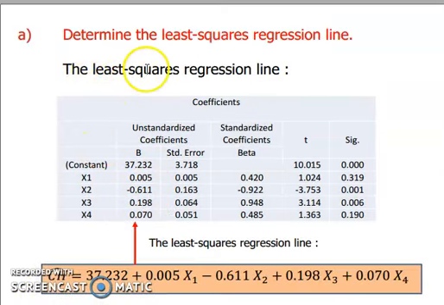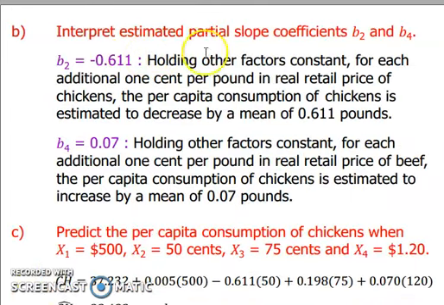So how do you set up the least squares regression line or the sample regression line? From the estimation output, you can pick up 37.232 as the B naught, 0.005 as the partial slope coefficient of B1, and this is going to be B2, B3, and also B4. Interpret the partial slope coefficients, B2 and B4. So B2, the value is minus 0.611.